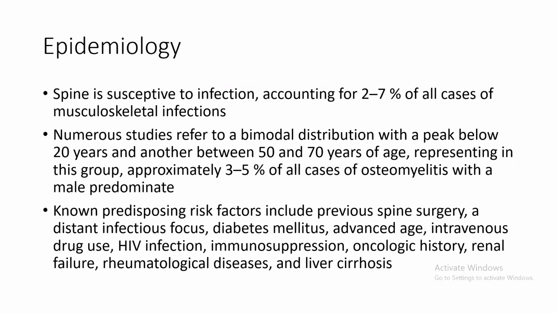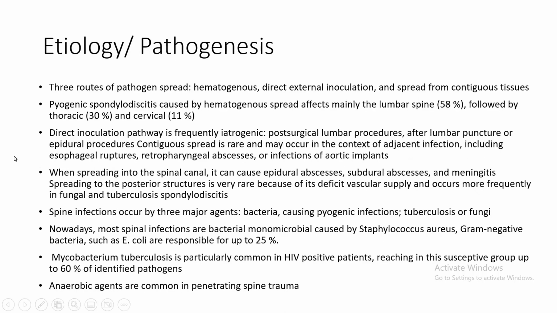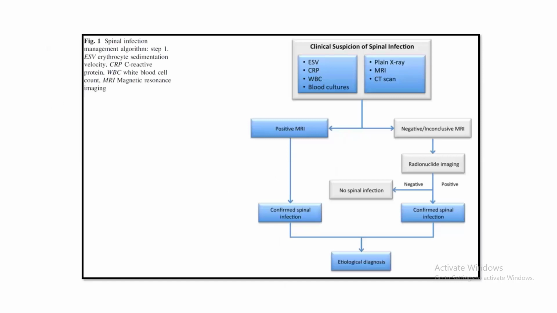So running through some epidemiology, I know we already touched on some of this stuff. There's a bimodal distribution, which I think is important. Generally speaking, men in their 50s are the patients at highest risk. And then we talked about the comorbid risk factors: diabetes mellitus, again HIV, renal failure, and liver cirrhosis. We already discussed some of these different theories of pathogen spread. We're going to go ahead and jump forward to some of the treatment algorithms.